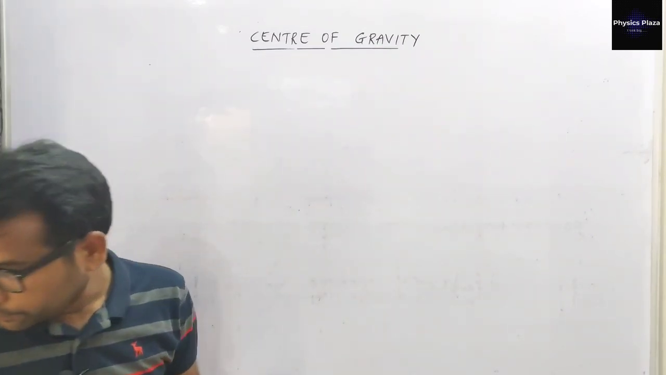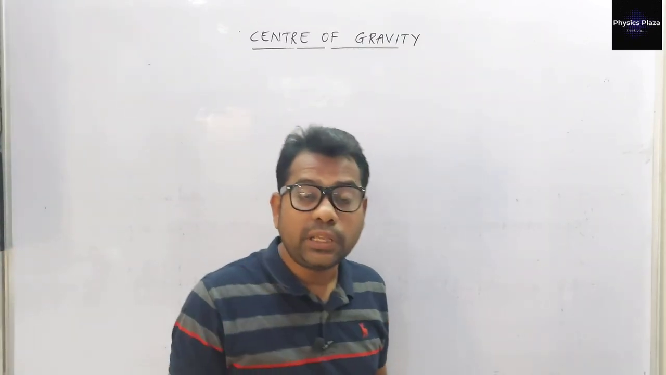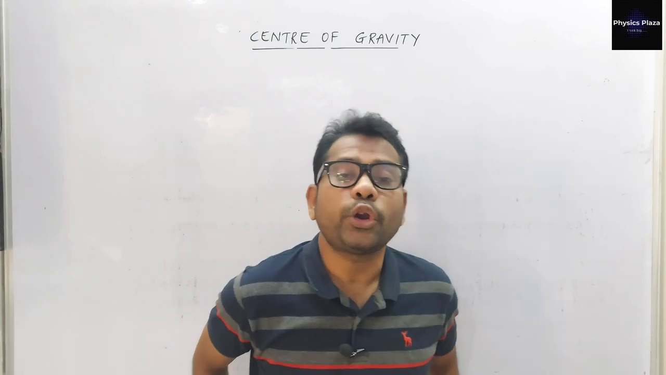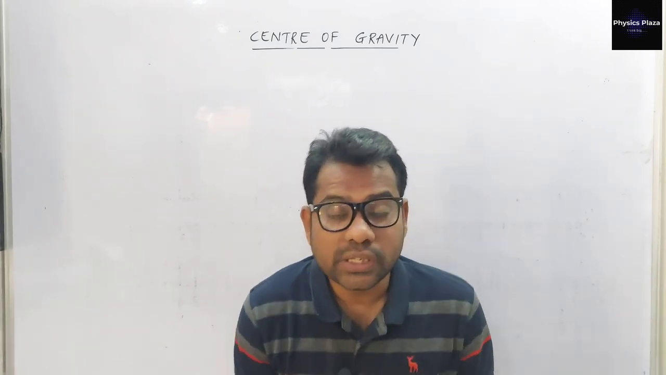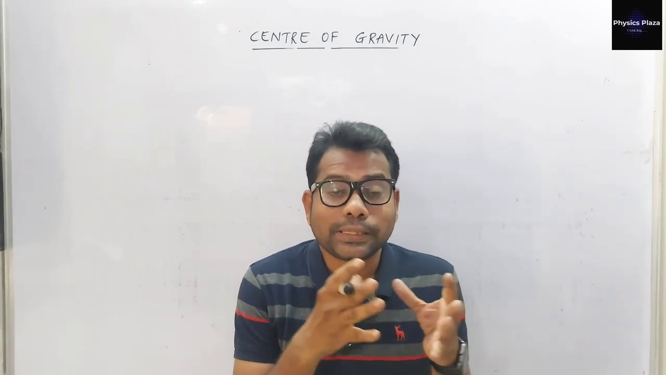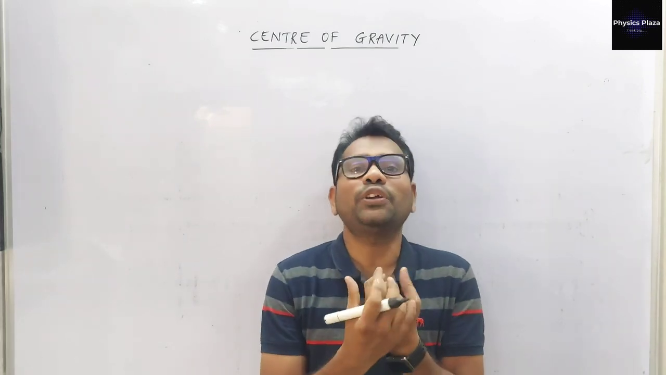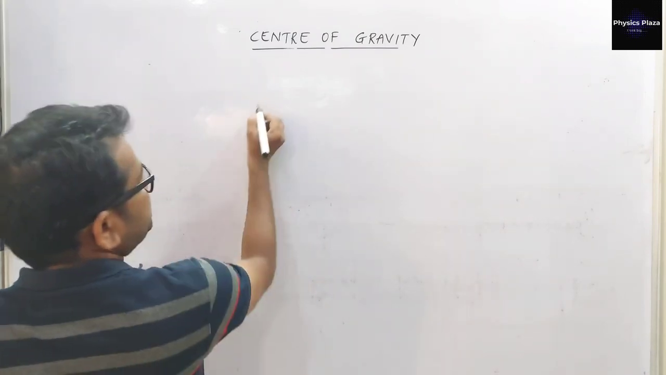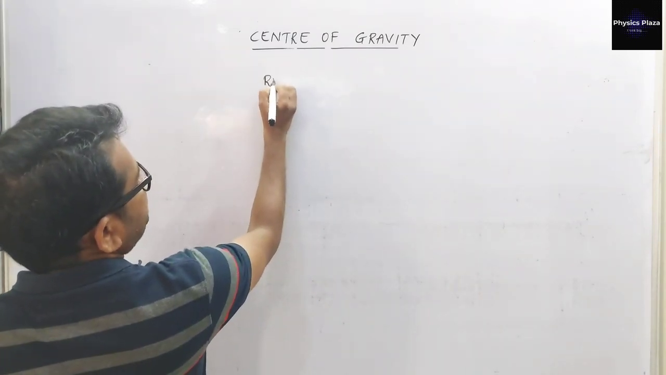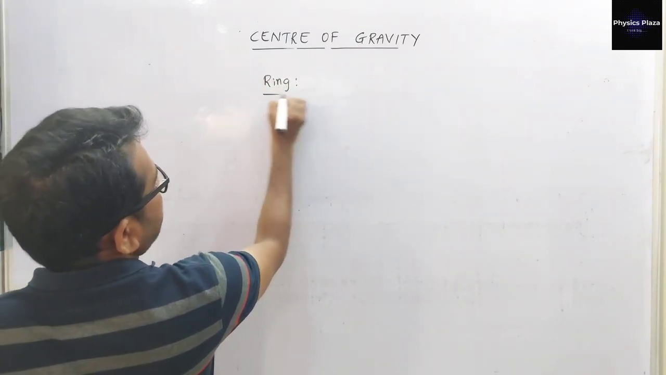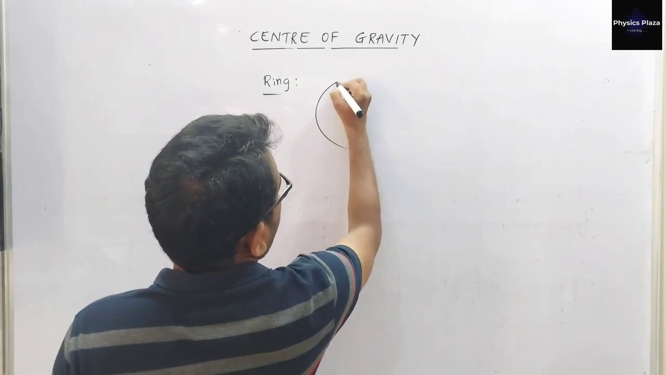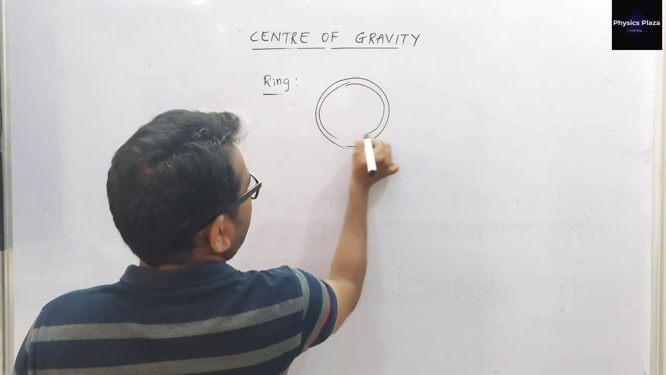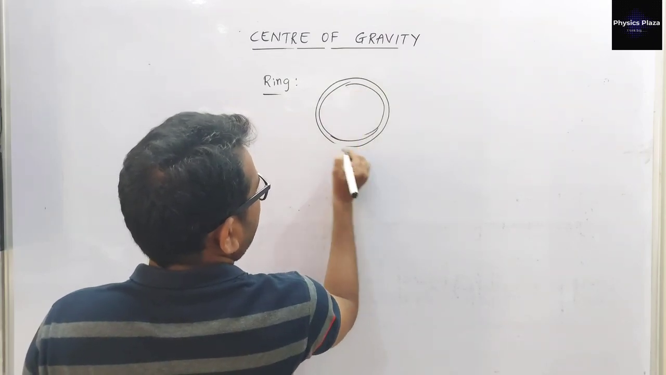Before that, children, can the center of gravity be situated outside of its material? It is very important. Children, what do you think? Can the center of gravity be situated outside of its material? Yes or no? Comment your answer. Look at here, children. Suppose, let us take a ring. So here is a ring. For this ring, children, where is the center of gravity situated, and how do we find it?